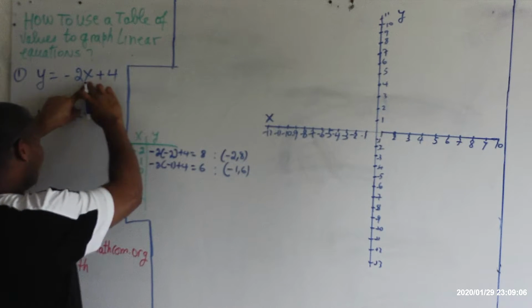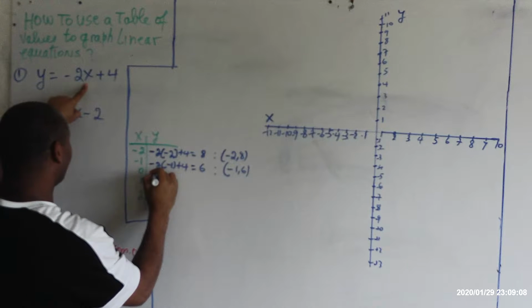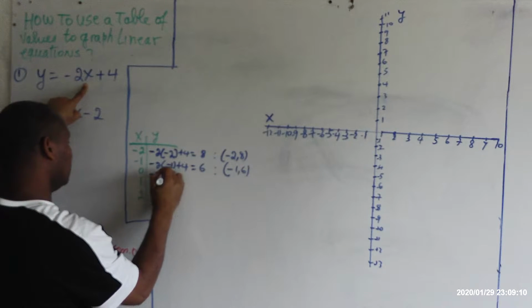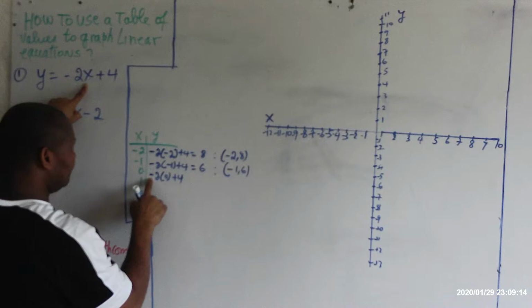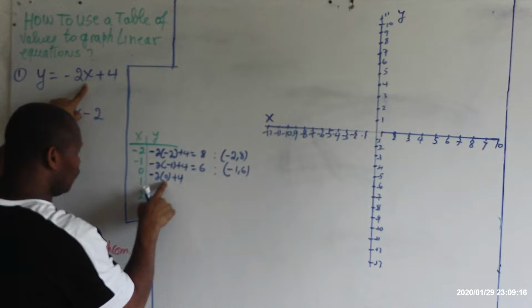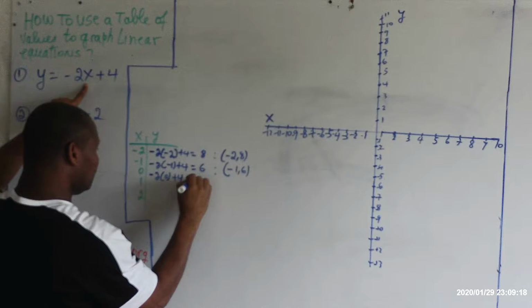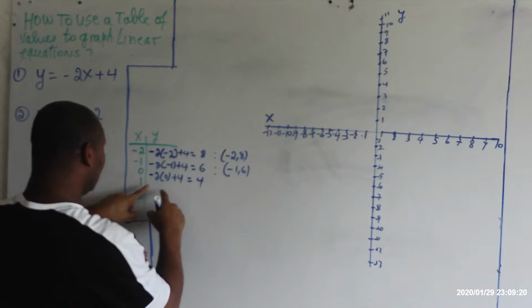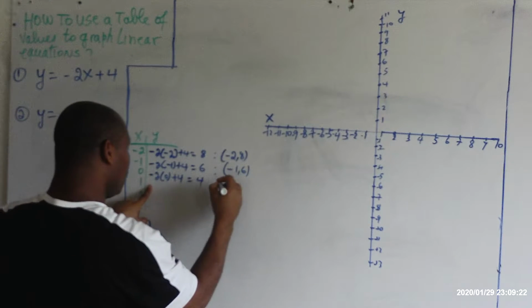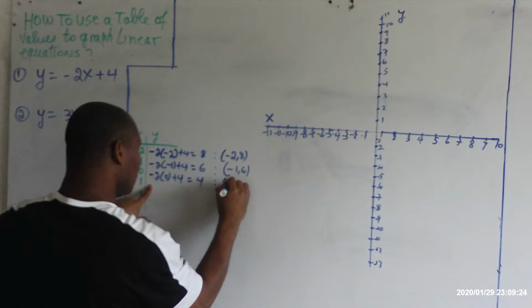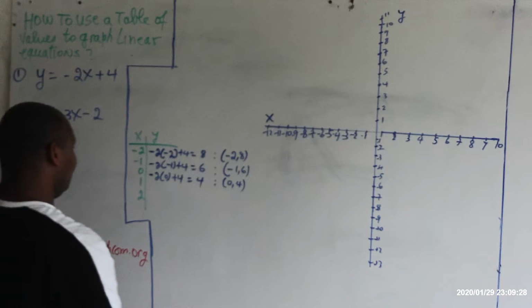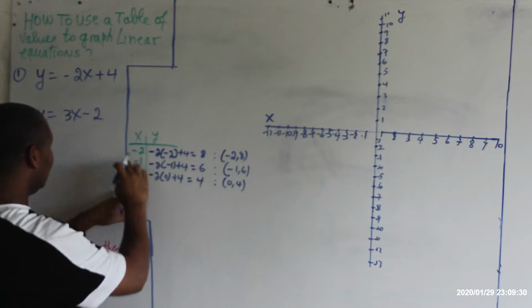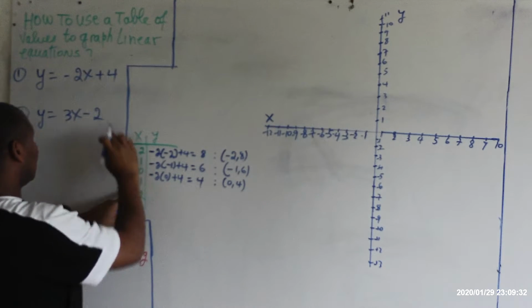So I will replace x by 0. -2 times 0 plus 4. -2 times 0, that's 0, plus 4, that's going to be 4. Okay? So the coordinate will be 0 and 4.